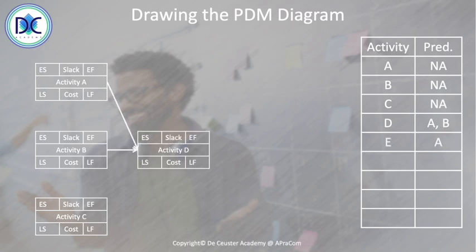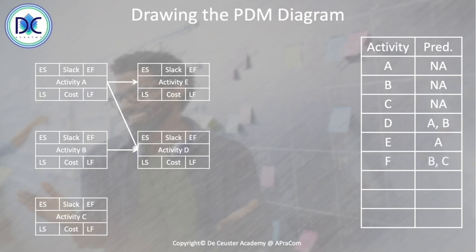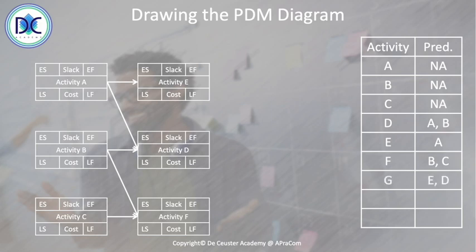Now we have activity E, which is after A. So we draw the activity E with an arrow from A to E. Then we come to activity F. Activity F has activities B and C as predecessors, so we have two arrows here. And we continue with activity G. Activity G with E and D as predecessors.